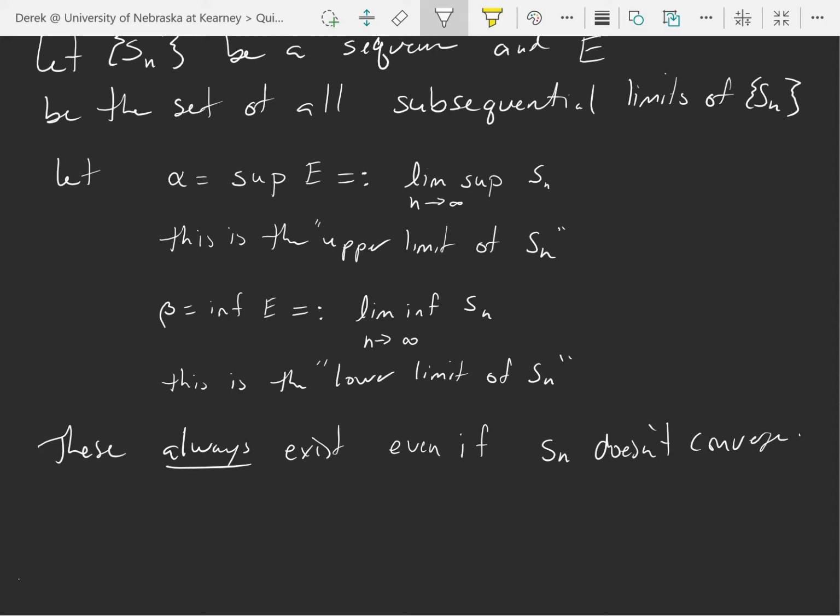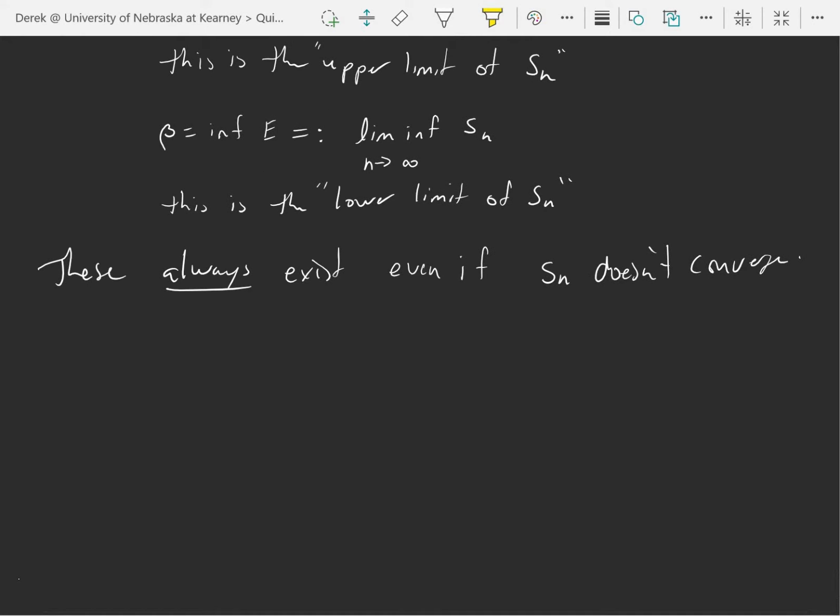If S sub n does converge, the upper limit and the lower limit are both the same, because E is composed of a single point. Every subsequence of a convergent sequence converges to the same point. So E only consists of one point. Alpha and beta would be equal to that value. And so the lim sup equal to the lim inf tells you that the sequence actually converges. And so maybe that's a little proposition. And if you want to, you can sort of convince yourselves of that. I'm not going to prove it other than what I had just said.